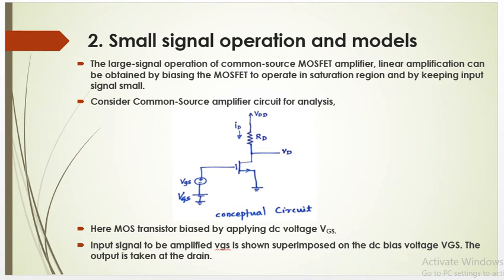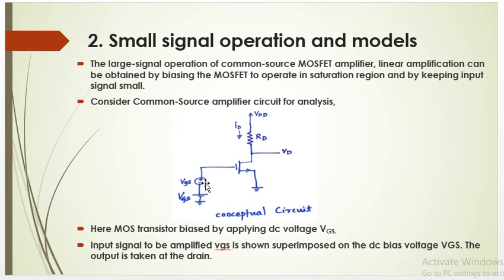The second point, small signal operation and models. Now from this circuit, we have to derive a small signal model for our analysis. We have to do DC analysis. When you are doing DC analysis, you are keeping the AC source vgs lowercase letter at 0, and then you can do DC analysis. And for small signal AC analysis, you need a small signal equivalent model.